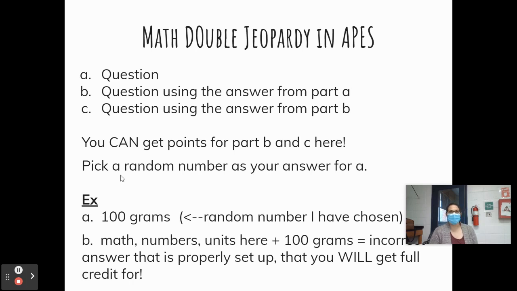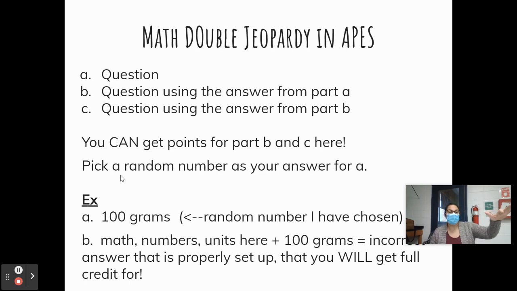All right. So, for example, if you don't know A, but you know how to do B, choose a random number for A and literally physically write A dot 100 grams. Arbitrary number that you have chosen. Make it an easy one, 10, 100, not 77. Okay? So then for B, you put your math, your numbers, your units here, whatever it is you have to do to set up that part B, plus 100 grams from part A.